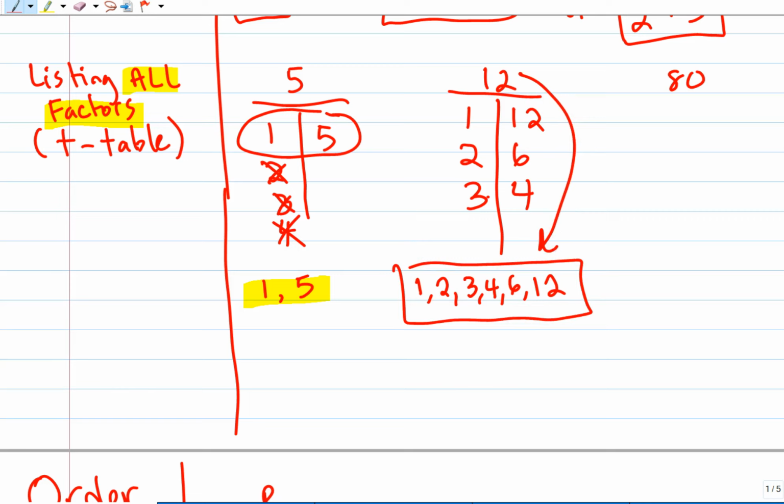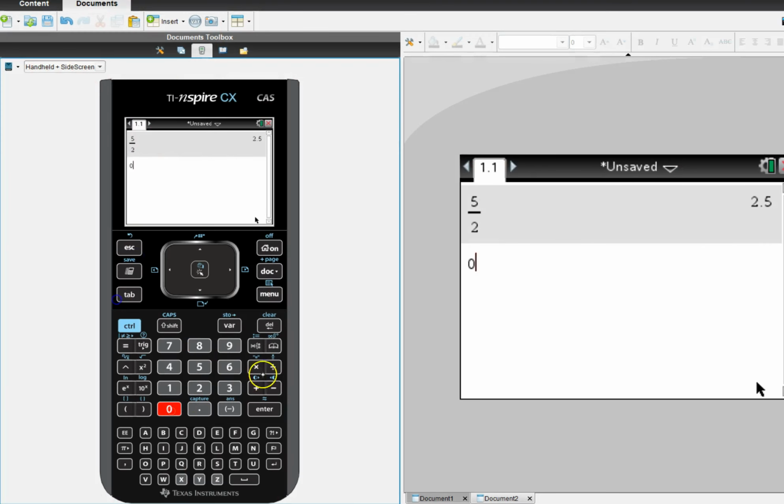Once again, right now at the beginning, they're probably going to be focusing on factor trees more, but this t-table is actually a more useful tool that we'll be using later on. If I was to list all the factors of 80, this is going to take us a little while, but we start at the lowest factor of 80. 1 and 80. 2 goes into 80. 80 divided by 2, if I do it right, is 40.